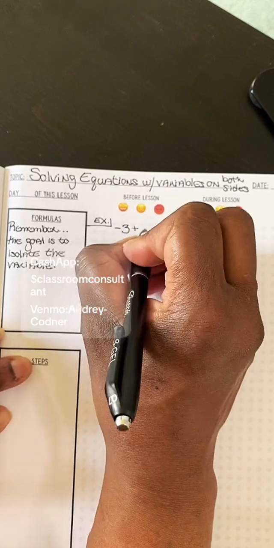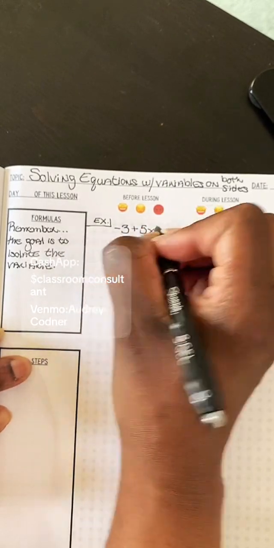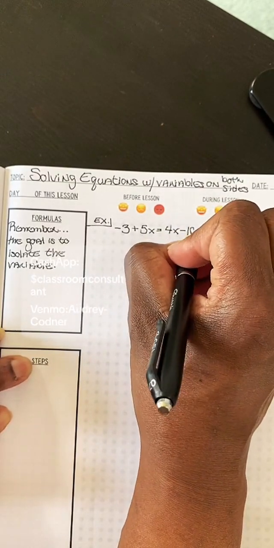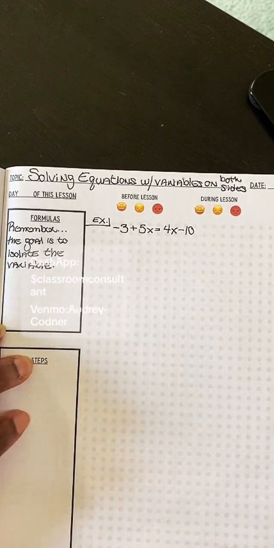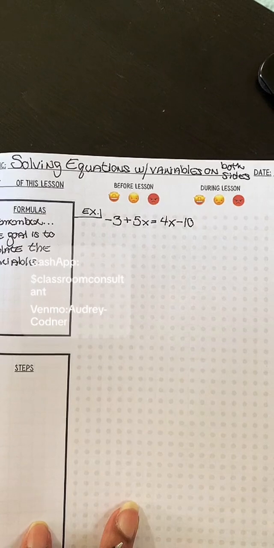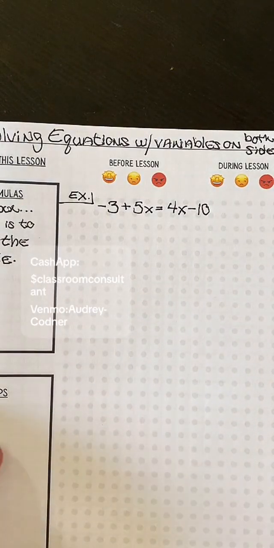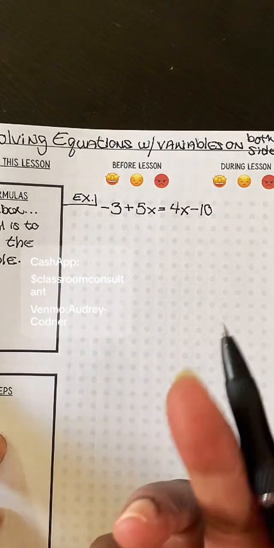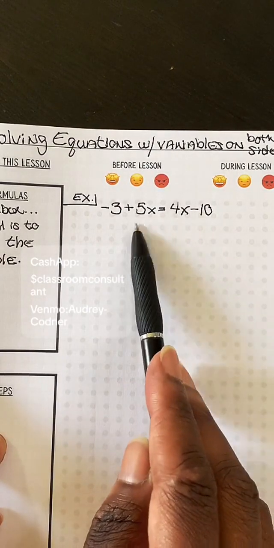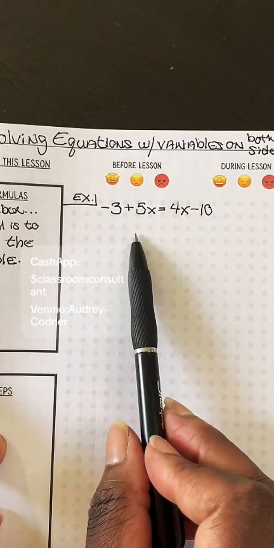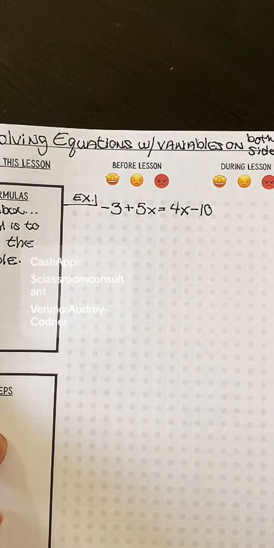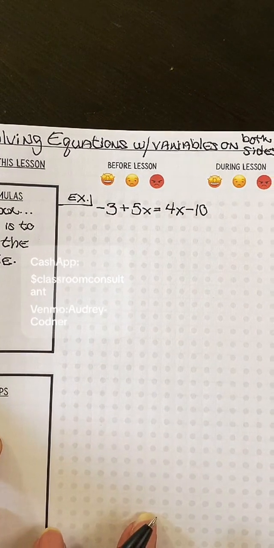So we have -3 plus 5x is equal to 4x minus 10. So we have this variable on both sides of the equal sign. Before we can do anything, let's figure out where you want to put your variable. Everyone says all teachers say you should put your variable on the left-hand side because we basically read from left to right. But here's the thing, it doesn't matter which side you put it on. You're going to get the same answer. And I'll prove that to you in a moment.